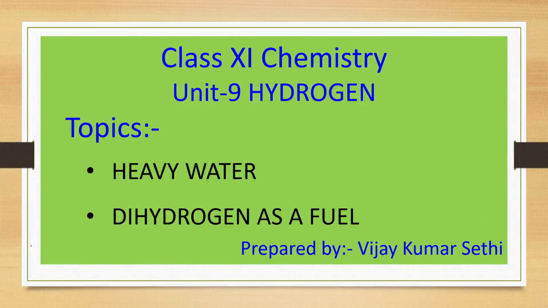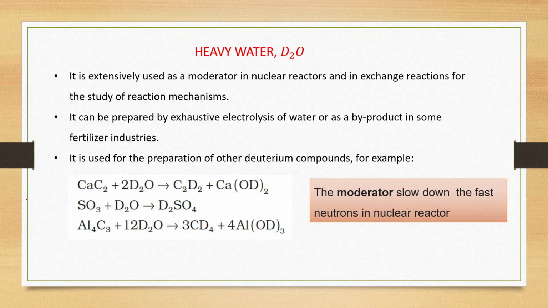Class 11th chemistry, we were discussing unit 9 hydrogen, and in this video we will discuss heavy water and dihydrogen as a fuel. First, heavy water. Its formula is D2O. We have discussed the three isotopes of hydrogen. Deuterium is known as heavy hydrogen. In normal water, if H is replaced by D, then we will get D2O, heavy water.